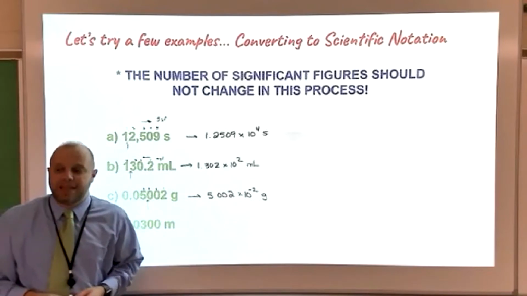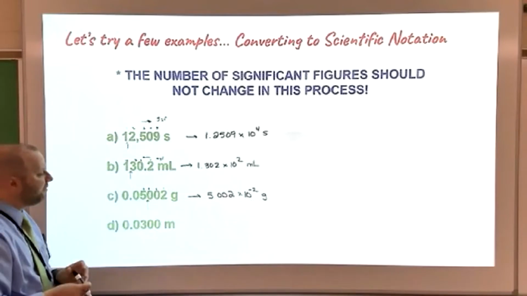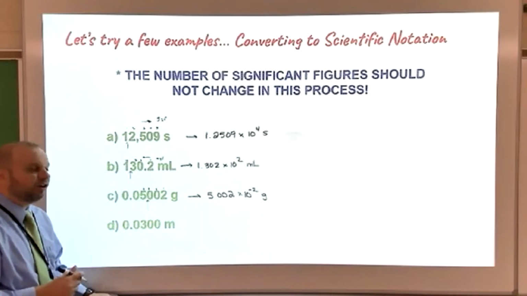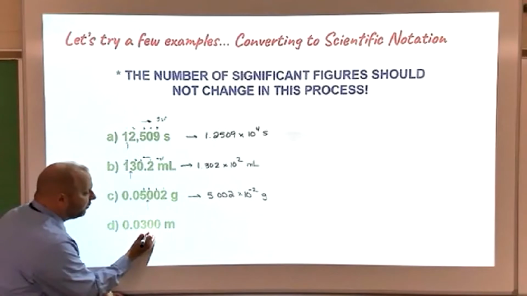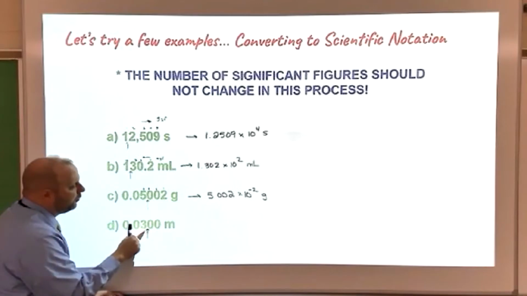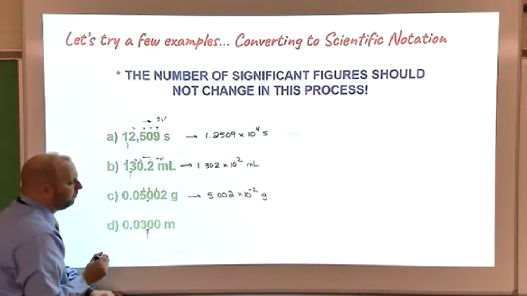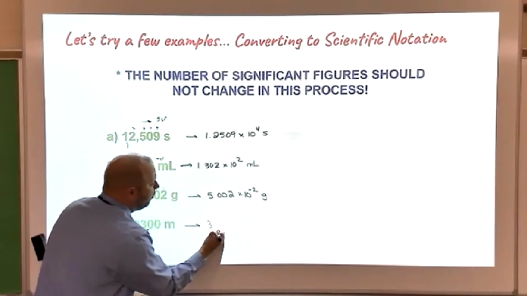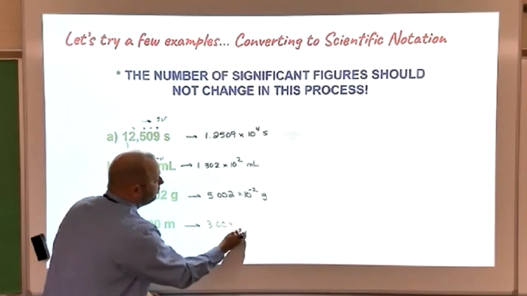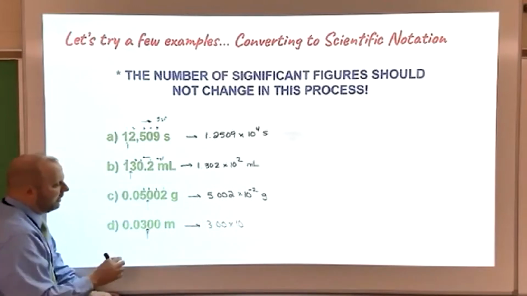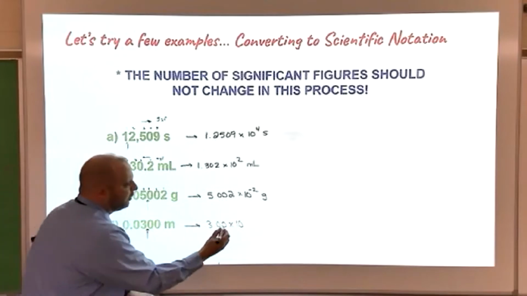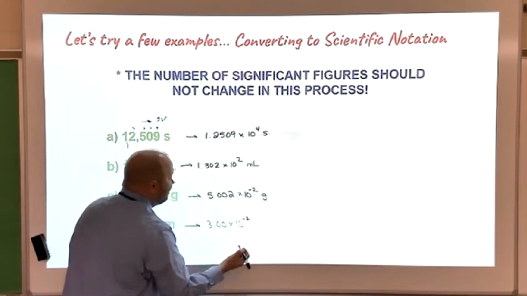Finally, in our last example down here, we have the number 0.0300. When we're done moving the decimal point, it needs to end up right here so that you have one non-zero digit to the left of the decimal point. So we're going to write this number as 3.00 times 10. Now I moved it 2 spots over, so this will also have a -2.